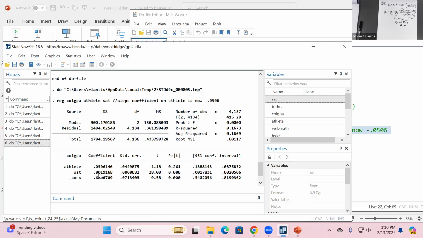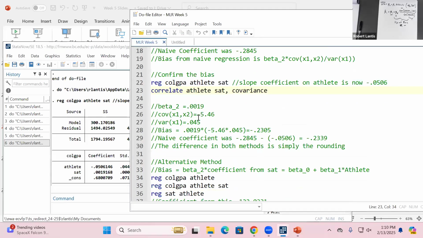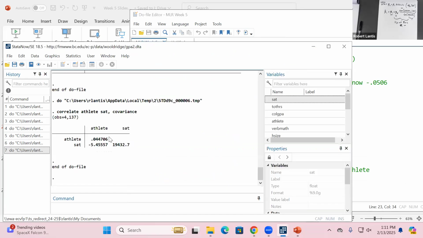Now, if I didn't have this SAT score variable, or I had a different data set that had SAT in it, and I want to understand what the size of this bias would look like if I could include it, we can do that as well. So I'm going to run this command where I'm just looking for the covariance between athlete and SAT score. So I now have the covariance between athlete and SAT score. These cross ones also represent the variances. We could use the sum command, but these also represent our variances.